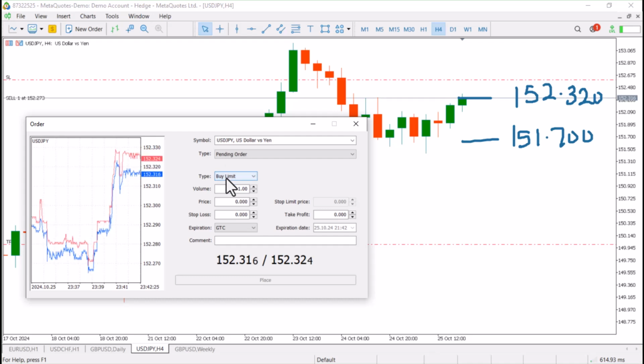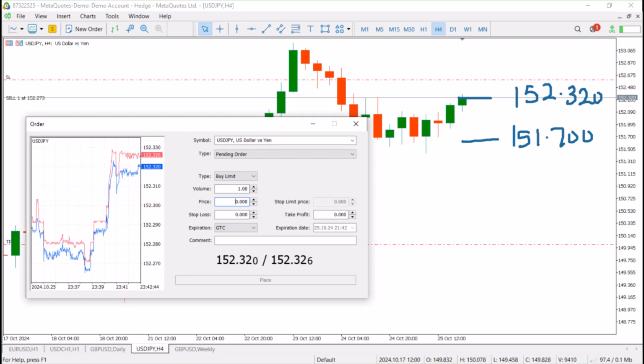So buy limit is what we like to use. Now the buy limit is selected by default. Now the next window, you select your position size, your volume based on your account balance. So let's use one lot, and the next thing is to set your stop loss before you even enter your price.